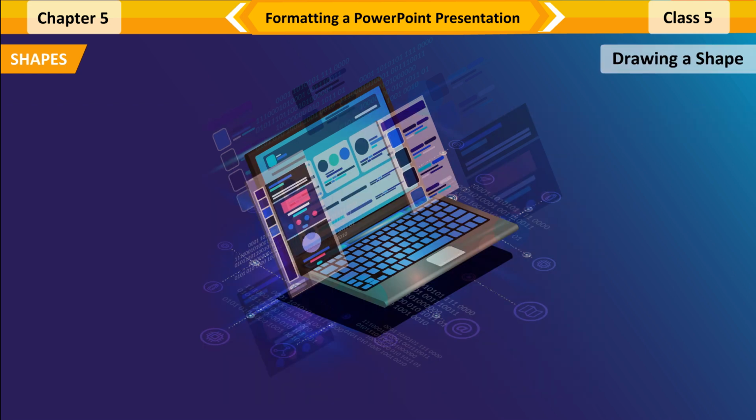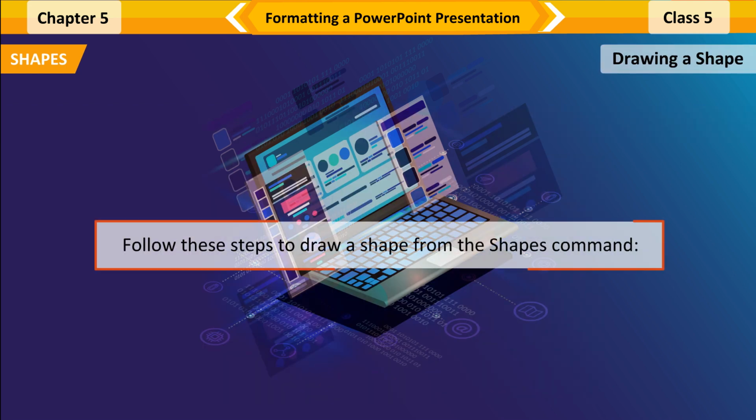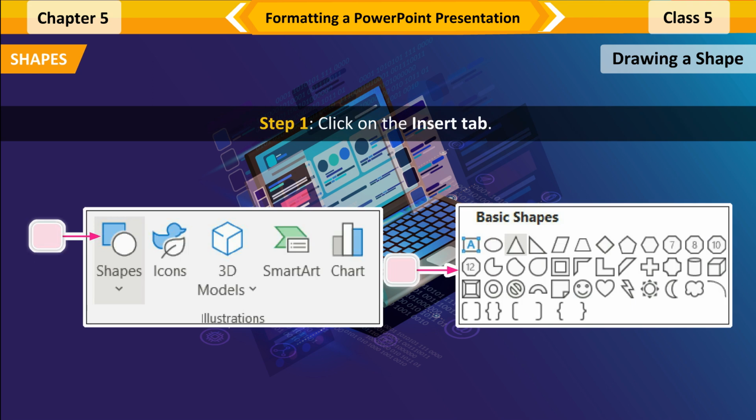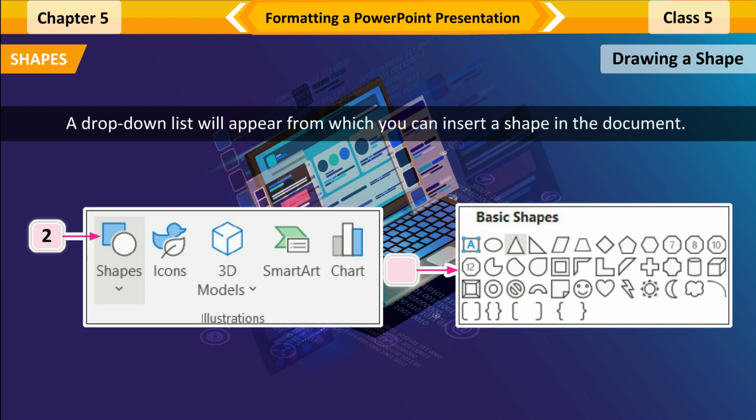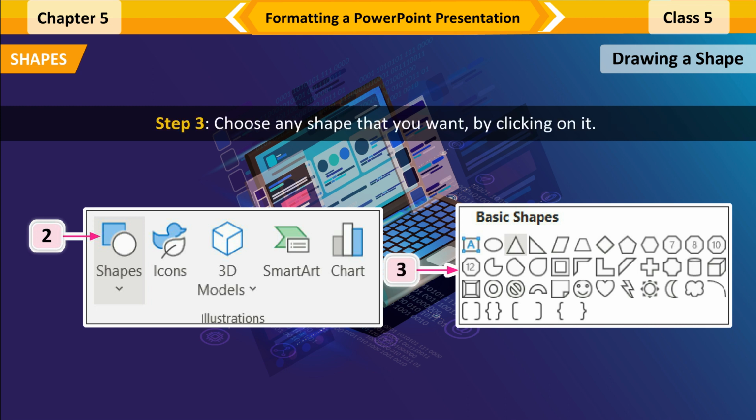Drawing a shape. Follow these steps to draw a shape from the Shapes command. Step 1. Click on the Insert tab. Step 2. Click on the Shapes command in the Illustrations group. A drop-down list will appear from which you can insert a shape in the document. Step 3. Choose any shape that you want by clicking on it.